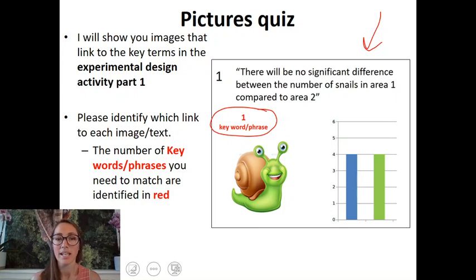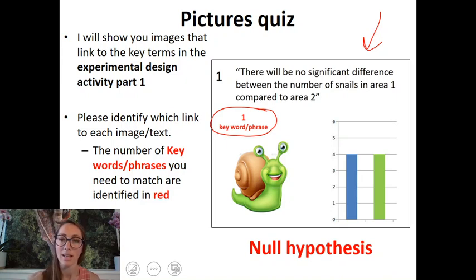So for example, here there is one key term that links, and the clue is there will be no significant difference between the number of snails in area 1 compared to area 2. And so the answer here is that is a null hypothesis. Hopefully you remember from the video, as part of that activity that you've just done, a null hypothesis is where you say there's no significant difference or correlation between your two groups or your two variables.